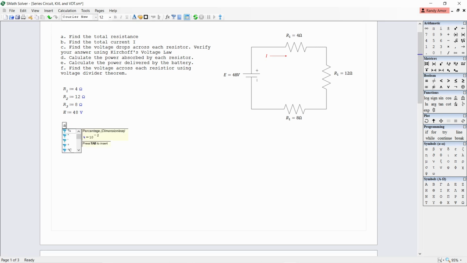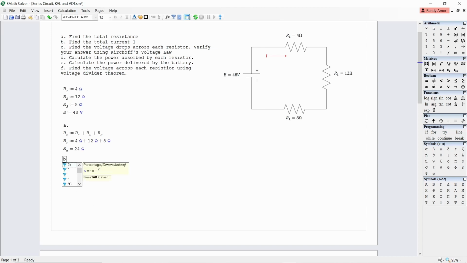For question A, the total resistance in a series circuit is the sum of all the individual resistances. Therefore, RT is equal to R1 plus R2 plus R3. RT is equal to 4 ohms plus 12 ohms plus 8 ohms. So therefore, RT is equal to 24 ohms.